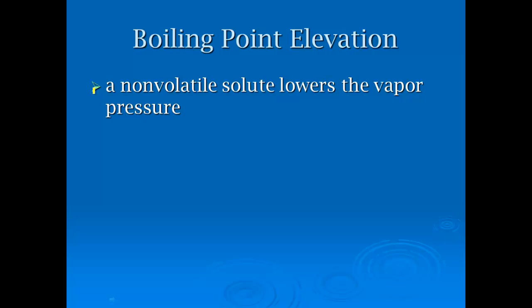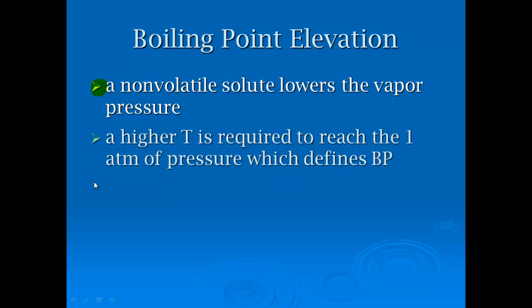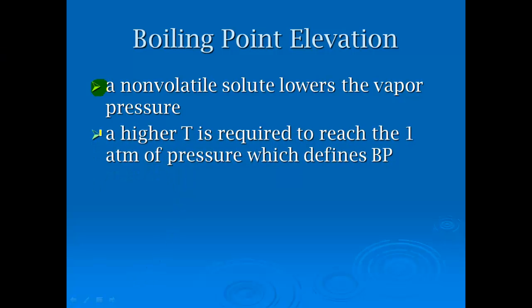Now, boiling point elevation, the name is pretty self-evident here in that it elevates the boiling point, but also that a non-volatile solute will lower the vapor pressure. And if you lower the vapor pressure, you're going to raise the boiling point. So a higher temperature is going to be reached in order to reach the 1 atm of pressure, which defines the boiling point.